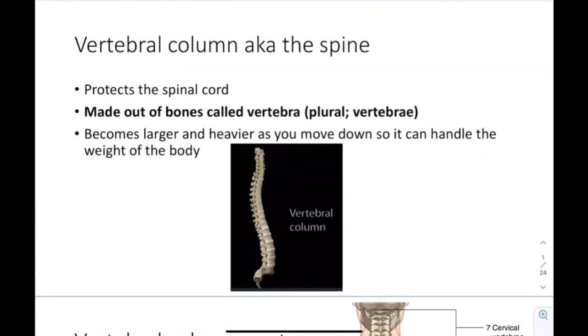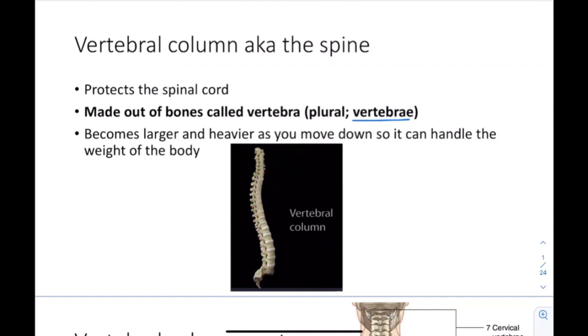Today we're going to be talking about the vertebral column, also known as the spine. So let's begin. The vertebral column protects your spinal cord, which is part of the CNS. It's made out of individual bones called vertebra, and the plural form of vertebra is vertebrae.